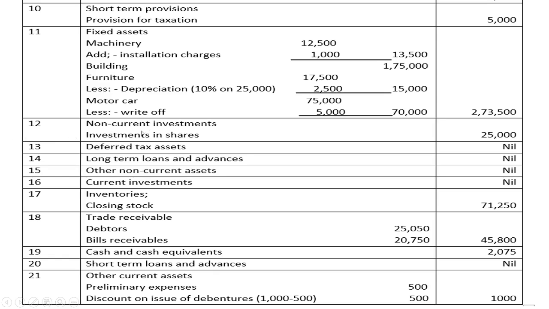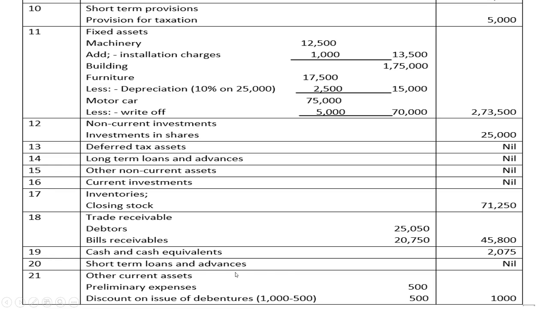And note number 12, non-current investments in shares 25,000. Note number 13, deferred tax assets nil. Note number 14, long-term loans and advances nil. Note number 15, other non-current assets nil. Note number 16, current investments nil. Note number 17, inventory, under the closing stock 71,500. Trade receivable, note number 18, that is debtors 25,050, and bills receivable 20,750. Total is 45,800. And note number 19, cash and cash equivalent 2,075.